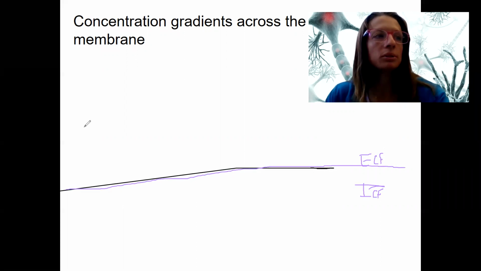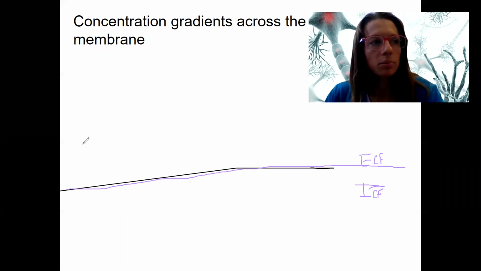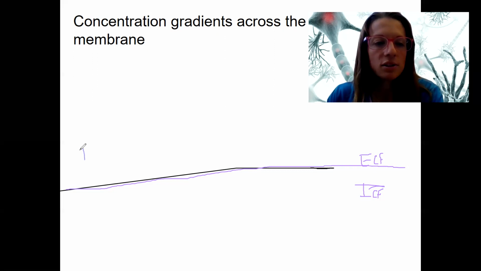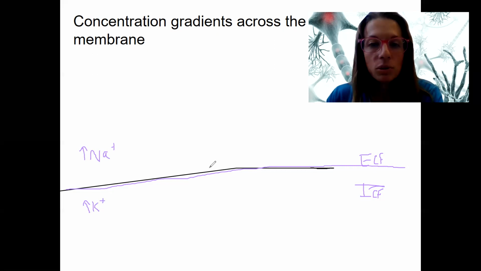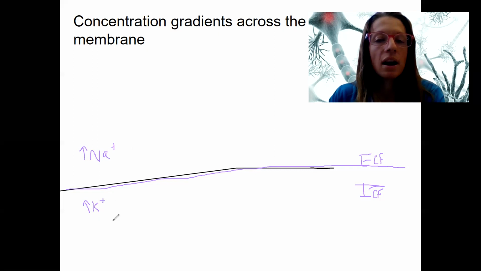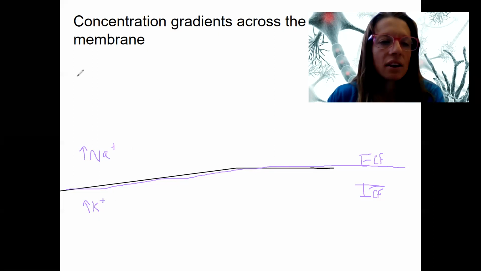So if you remember, we have high sodium outside of the cell. We have high potassium inside the cell. There's a couple other important ions that I will come back to. These are the two I want to focus on right now. High sodium outside, high potassium inside. And we're looking just across this membrane. Let's say that this is like a little section.